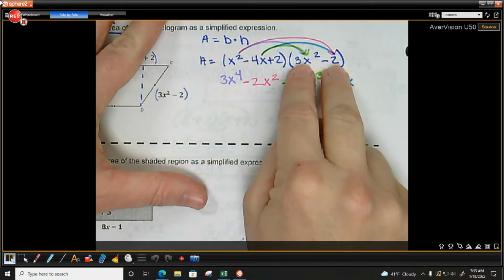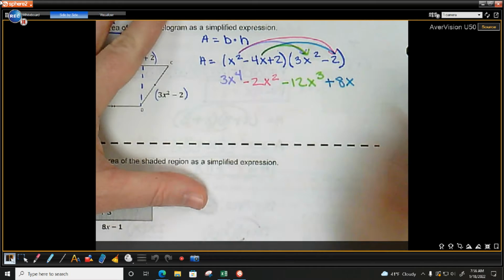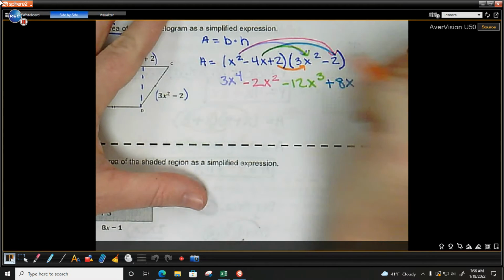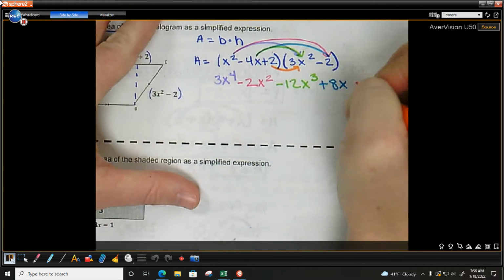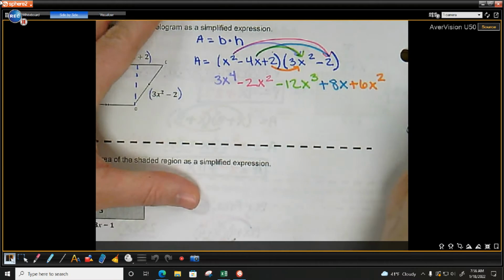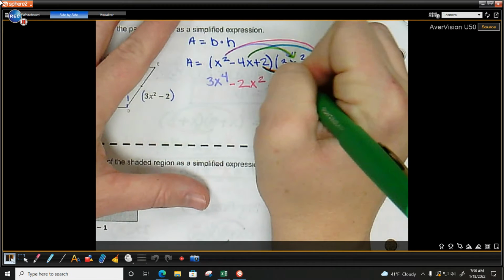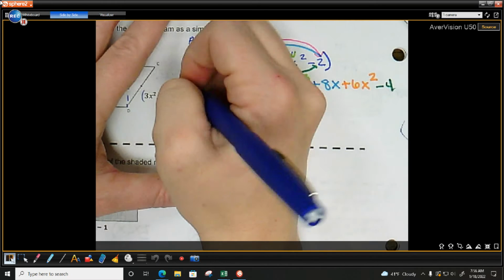Did I distribute my 4x to both terms? So now we're going to distribute our 2. So 2 times 3x squared. 6x squared. And then last but not least, what's 2 times negative 2? Negative 4. And drop down your a equals.